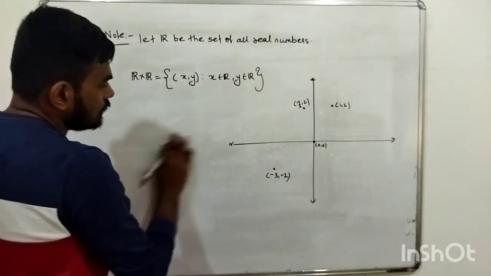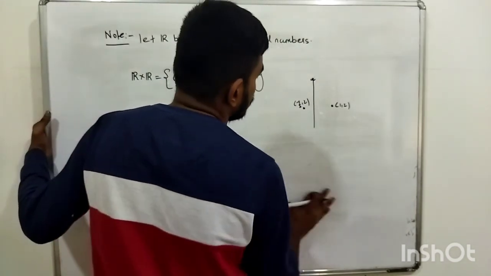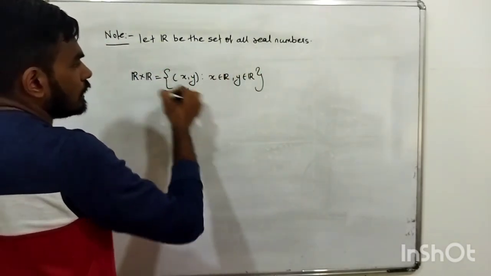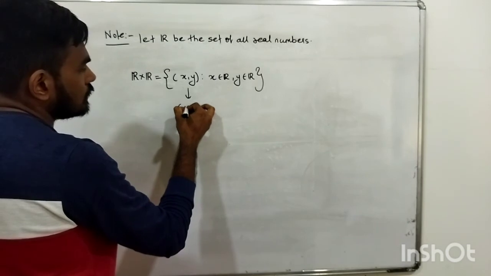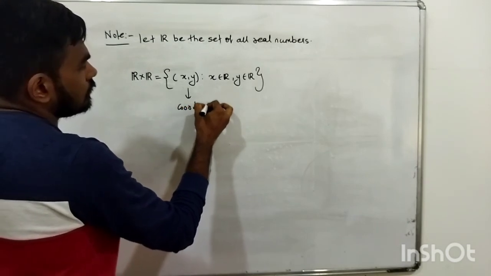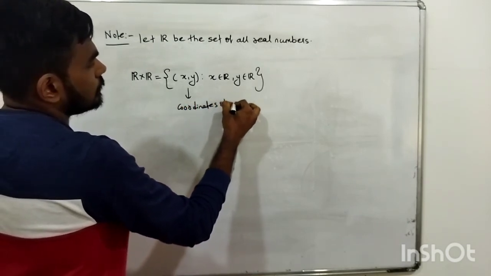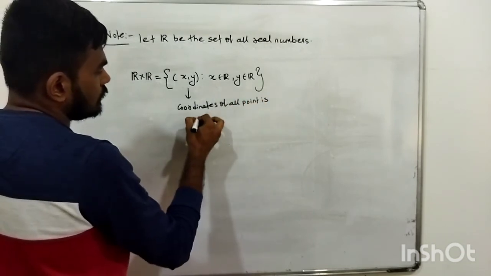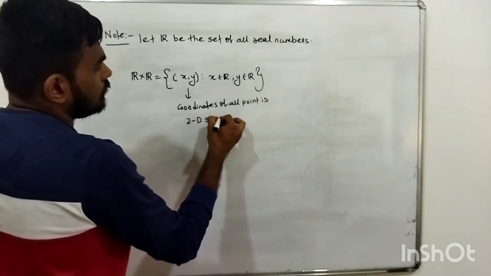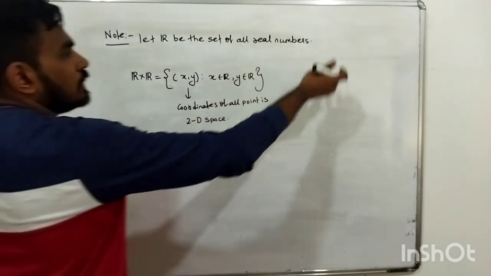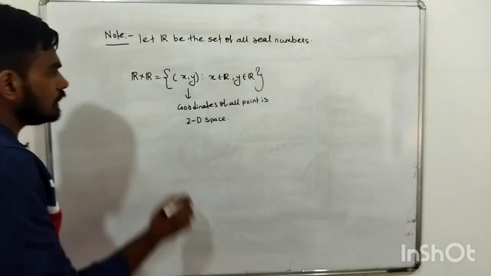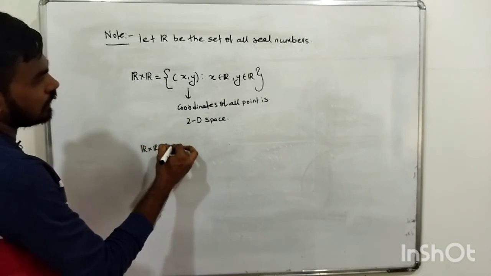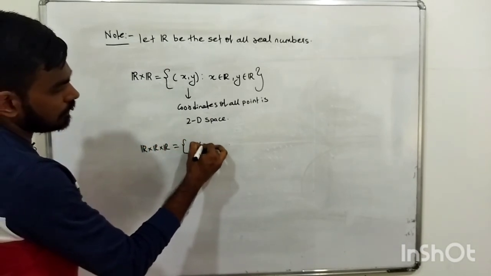Remember, okay, these numbers, whichever pairs you get here, denote coordinates of all points in two-dimensional space. Okay, two-dimensional space or coordinate geometry. Here it is two-dimensional.